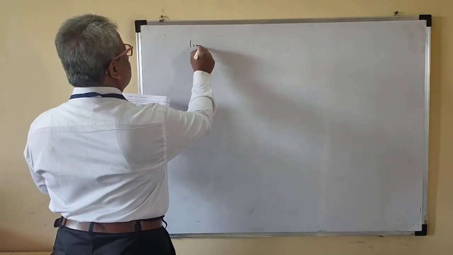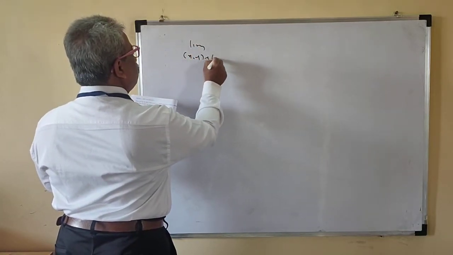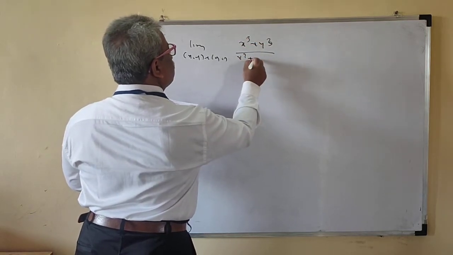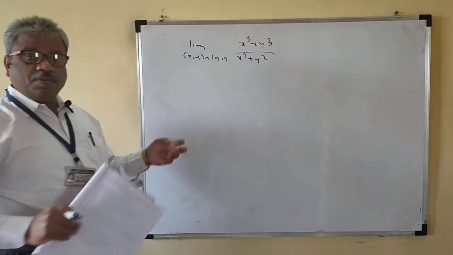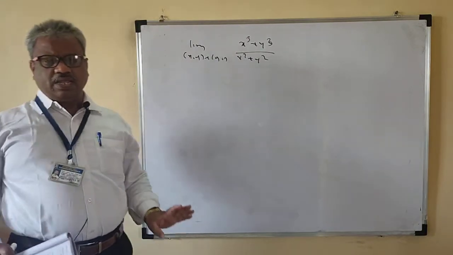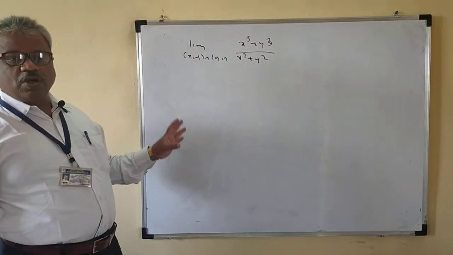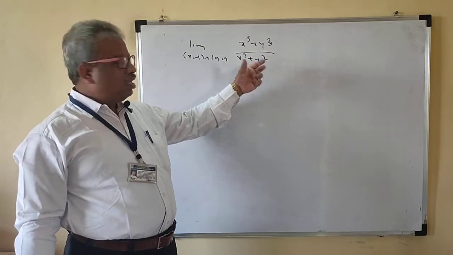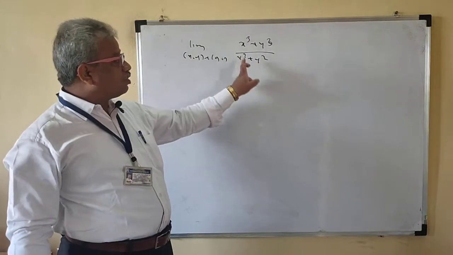Suppose you have this function now. Limit xy tends to 0, 0 of x cube plus y cube upon x square plus y square. Now see, the denominator is x square plus y square. Always try to evaluate this limit using the polar form now. So if you put x is equal to r cos theta, y is equal to r sin theta, your x square plus y square will be r square.